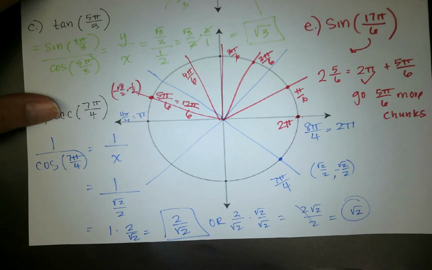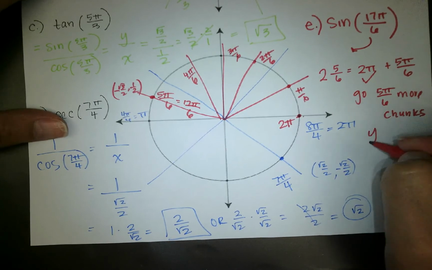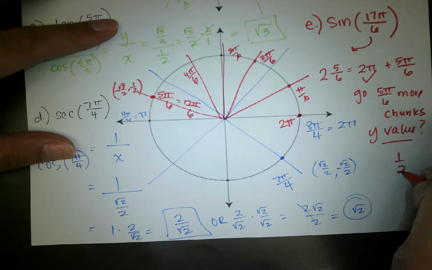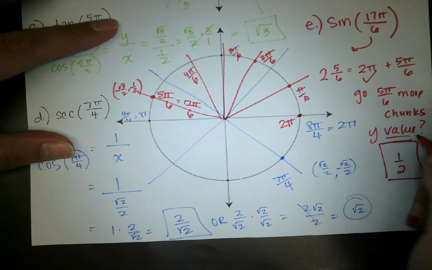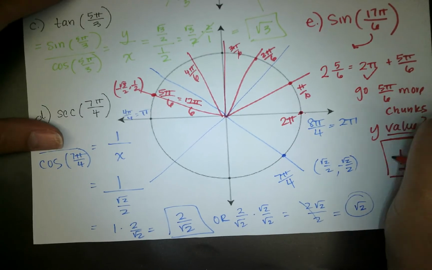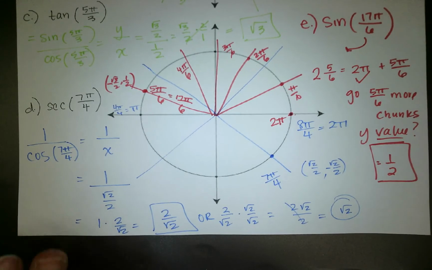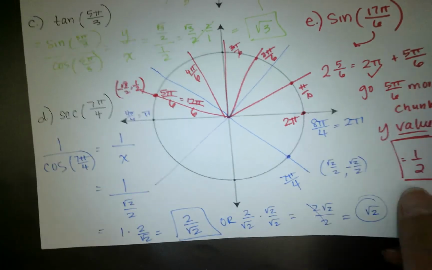Alright, I need to know the sine value. So what's my y value? 1/2. Done. Okay. So you can make mixed numbers. There's other ways you can do it. But you can lap that circle as many times as you need to. Okay. Alright, let's do some more examples.